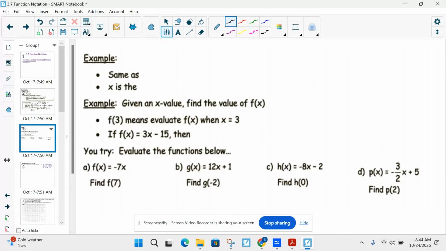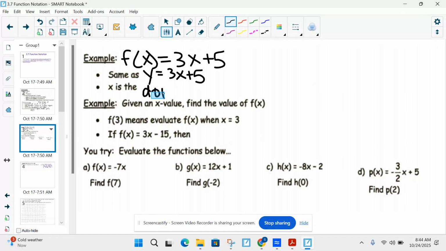So our first example is f of x equals 3x plus 5. So this means the same as y equals 3x plus 5. And x is the domain or the input. And we'll use this example down here. So f of 3 means that you're evaluating f of x when x equals 3. See how we replace the x with the 3? That means we're going to plug 3 into x in the regular equation.